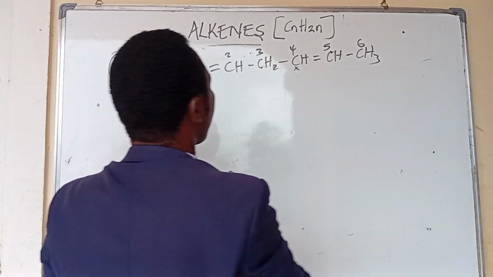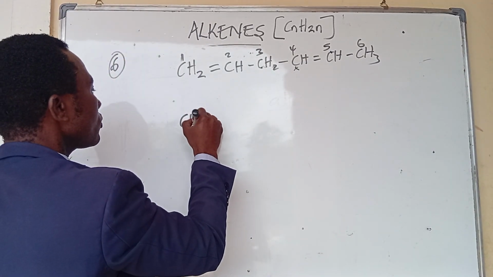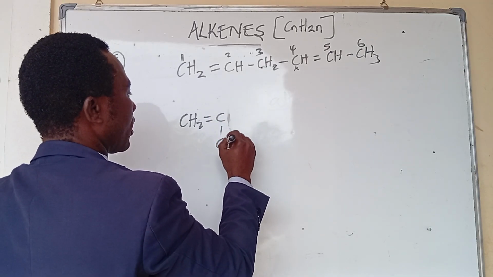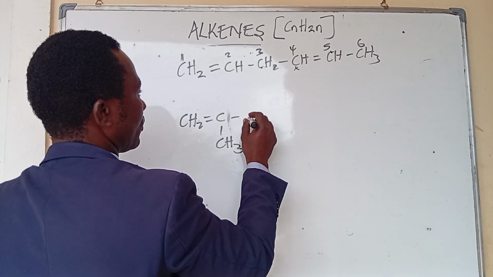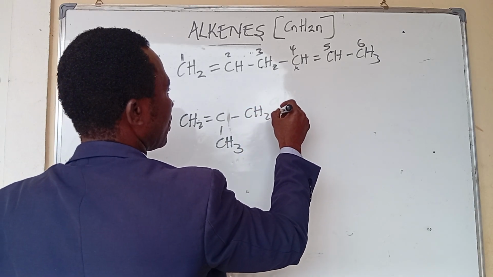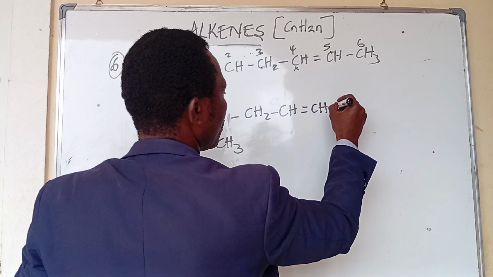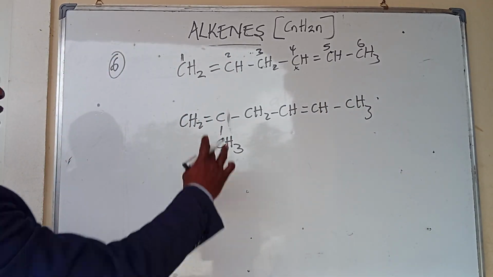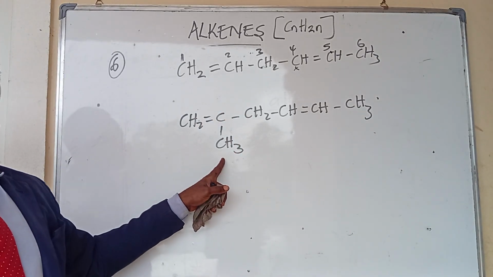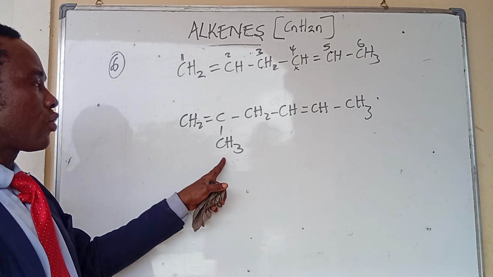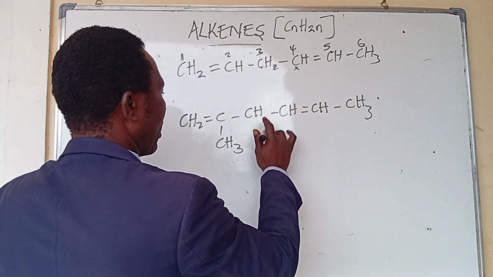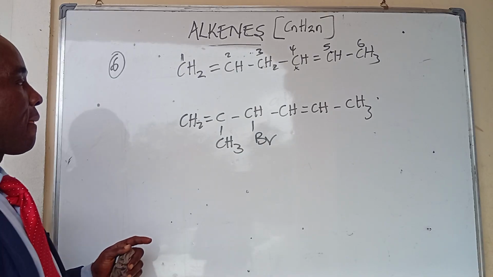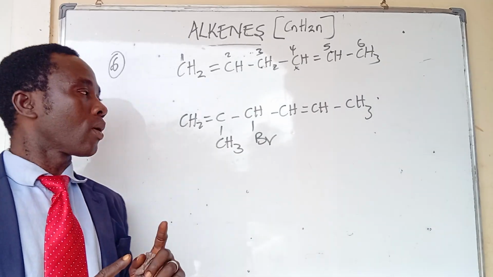Now, if we have CH2, C double bond, CH3. Then you have CH2, then CH, then CH, then CH3. What will be the name of this compound? You can now see that there is a substituent here. You might have a substituent at any other place. Let's say we have a substituent here, which is a Br. Now, what will be the name of this compound? The first thing is to check the longest carbon chain, which is this.